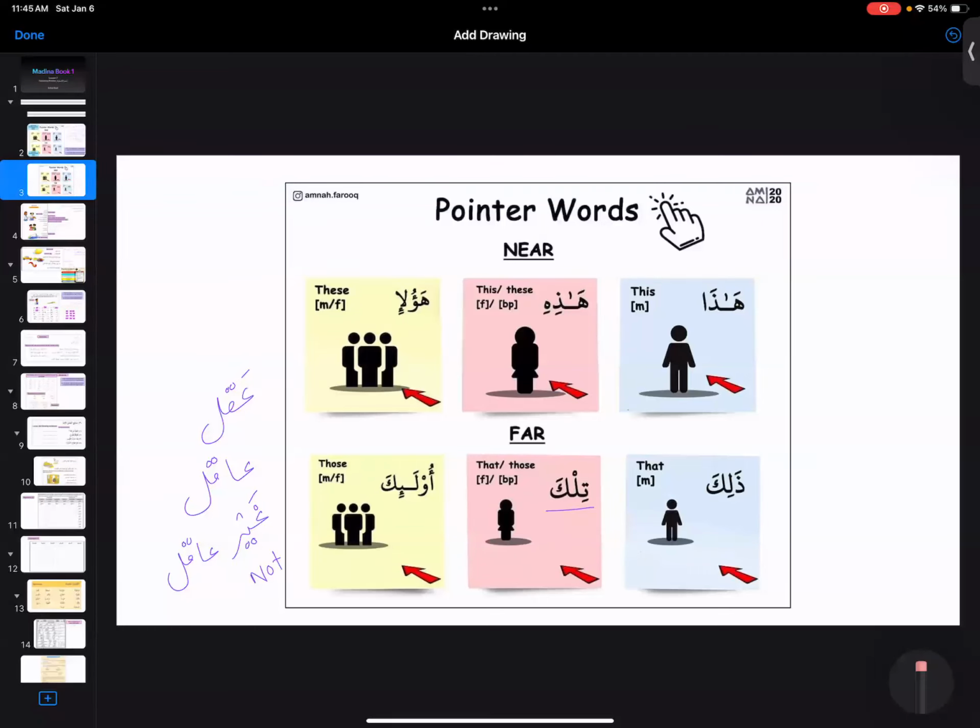Okay, so Alhamdulillah, everyone is good with these pointers. We need to get familiar with these pointers because you will see all these pointers a lot in the Quran Pak. So from now on, whenever you see these pointers in the Quran Pak, you need to stop and analyze them. Okay?